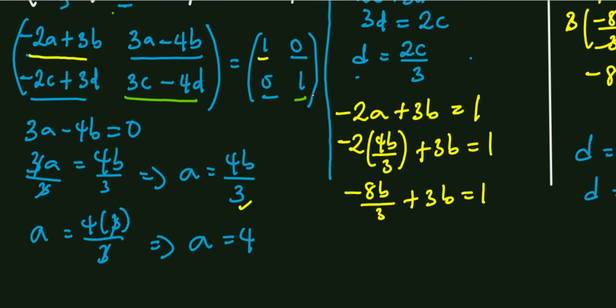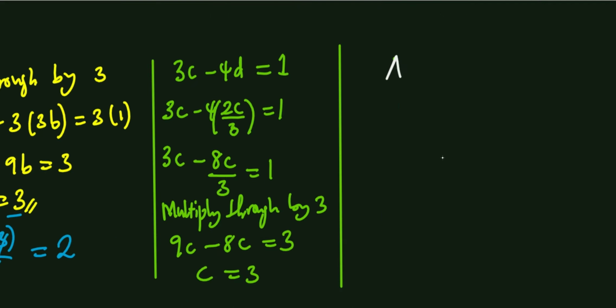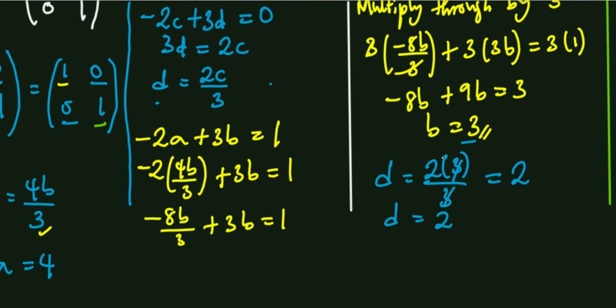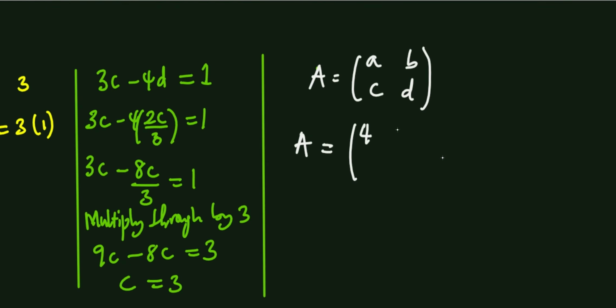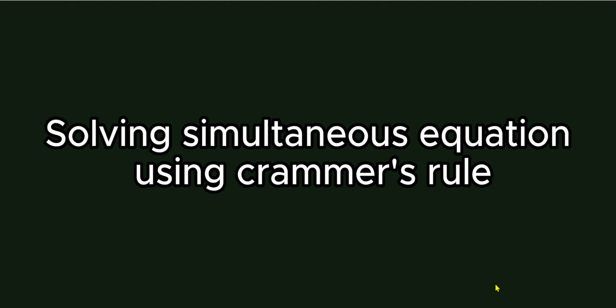So we put all the entries in the matrix A that we are looking for. So we'll get the values. All the entries we put there: A is equal to 4, B is 3, C is 3, and D is 2. That is solving simultaneous equations using Cramer's rule. That is what we want to look at now.